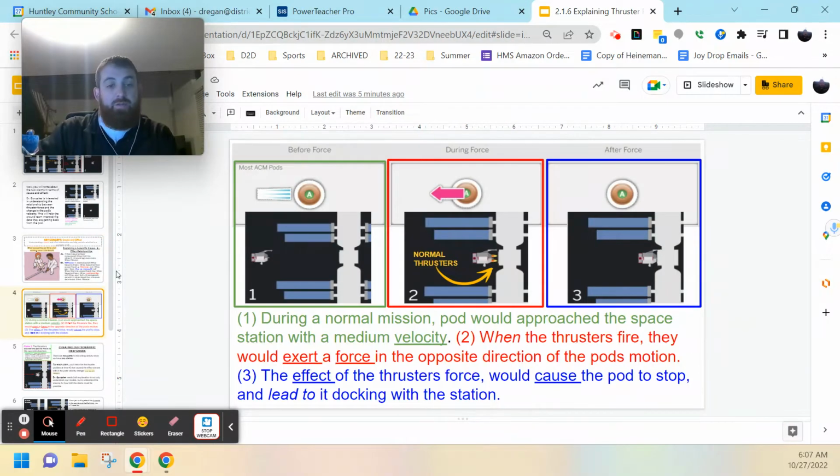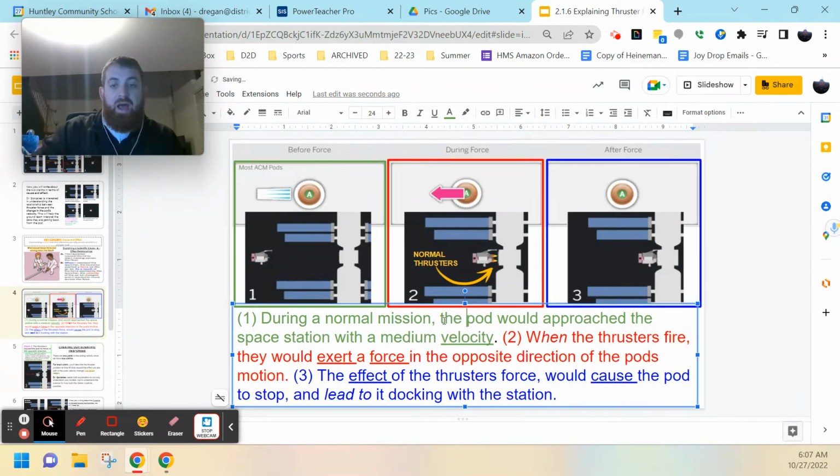So let's take a look at what should have happened. We know that the pod came in with a medium velocity, as we see in our modeling tool. If the normal thrusters would have fired, they would have created a force strong enough to cause the pod to stop. So if I was to create a cause and effect explanation for this, like what we see in our model here, I would start by saying, during a normal mission, starting at the very first, before force, the pod would approach the space station with a medium velocity.